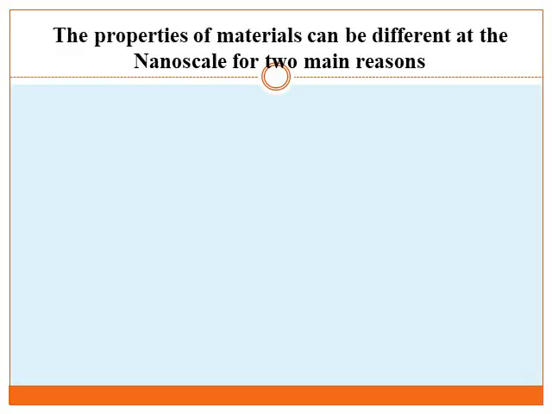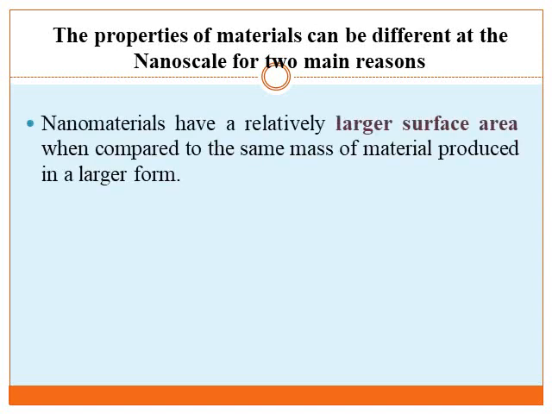The properties of nanomaterials can be different at the nanoscale because of two main reasons, by which materials, when reduced to the nano state, find different applications. The first is that nanomaterials have a relatively large surface area. As I discussed previously, and I repeat this term, they possess a large surface area as compared to the mass of the materials, that is, the volume of the material produced from the larger form.